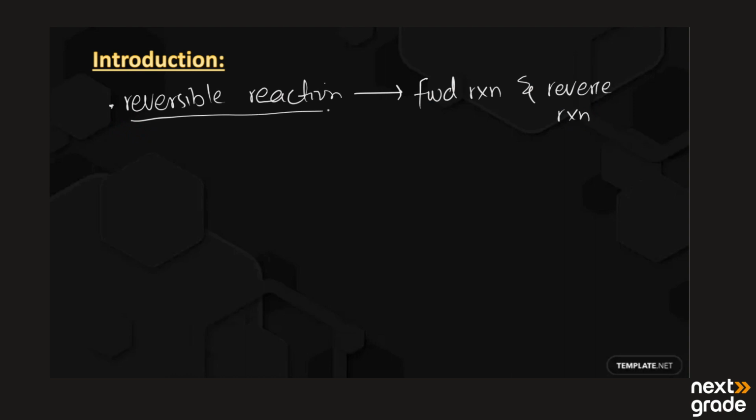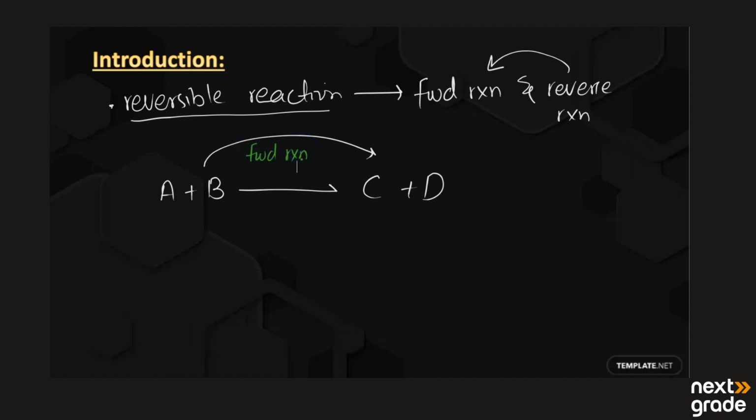And why it is known as reversible reaction? Because in this, the forward reaction and the reverse reaction can happen. A lot of examples we have related to the forward and reverse reaction. Let's have an example like A plus B. When they are going to combine and change into C plus D, this reaction is simply known as the forward reaction. And when the C plus D is going to change into the A plus B, this reaction is simply known as the reverse reaction.